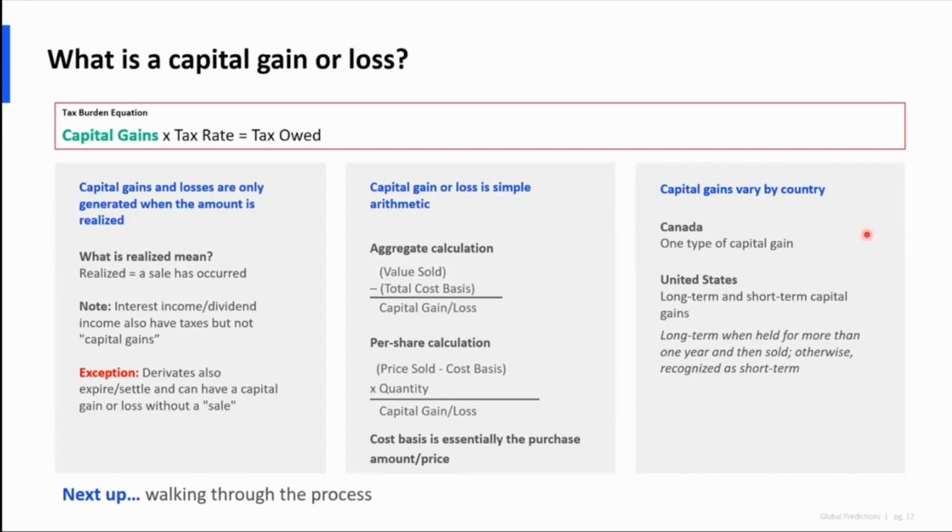And then one thing I should point out here is that in Canada, things are actually quite simple. There's only one type of capital gain. For everyone joining from the US, there are actually two. They're split into long-term and short-term. Long-term is when you've held a security for more than a year until the point that it's been sold. Otherwise, it's recognized as short-term. The mechanics and the principles there are roughly the same. The difference is really what tax rate you're going to pay on those capital gains.